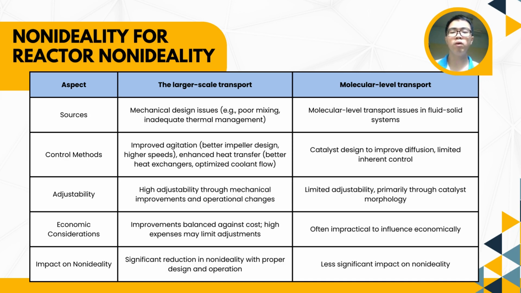The table shows the difference between these two transports. The large scale transport is caused by mechanical design issues, which are poor mixing and inadequate thermal management, while molecular level transport is due to issues in the fluid solid system. The transport method, observability, mitigation considerations, and impact on non-ideality are shown in this table for these two different transports.